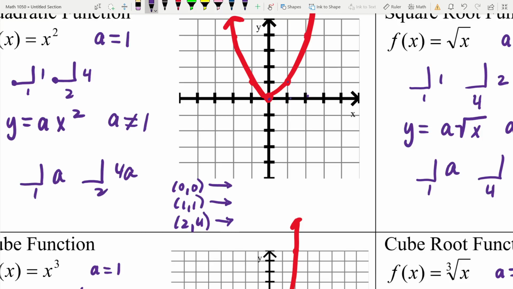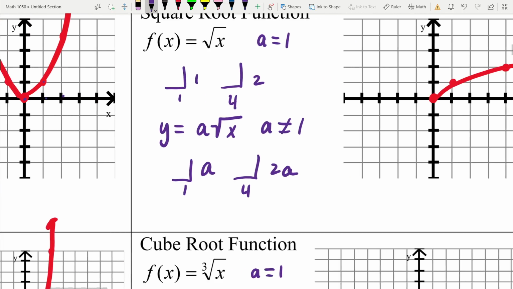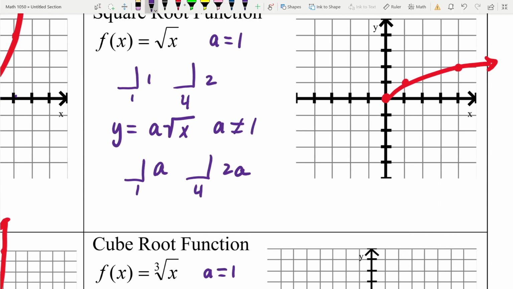Because then what you're going to do is change those values depending on the transformations on the equation. Okay? Look at a square root graph. Let's plot down a couple of points: (0, 0), (1, 1), (4, 2). And then I want you to draw arrows, because that's how you're going to set up the new method.